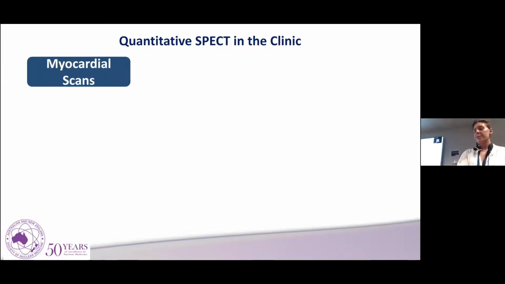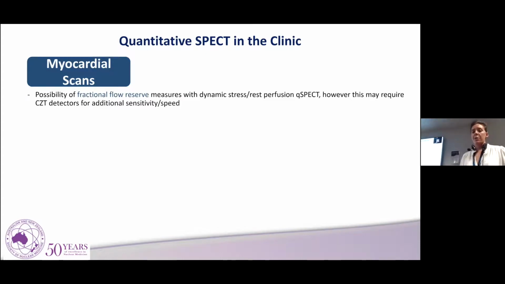Myocardial imaging obviously comes to mind when we consider data quantification. In terms of the classic fractional flow reserve measures, certainly there's a possibility of dynamic rest stress perfusion SPECT, but I think for an organ of the size and considering how rapid we'd want to be scanning these patients, we'd probably be looking at doing that with the cadmium zinc telluride or semiconductor technology.